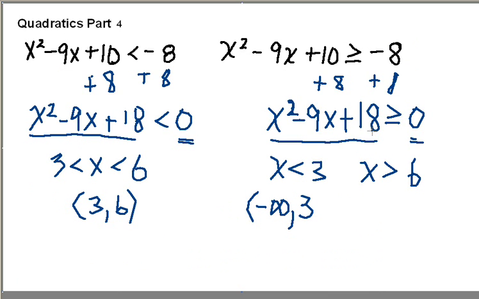We can write that in interval notation as negative infinity to 3. But notice there's an equal sign, so I want to make sure that my solution includes it, because it's equal to 0 at 3 and 6. So here I'm going to have to use a square bracket. And over here, it's going to be a square bracket because it includes 6 all the way to infinity. On these solutions, you'll usually see a U, which means or. So our solution is when x is less than or equal to 3 or x is greater than or equal to 6.